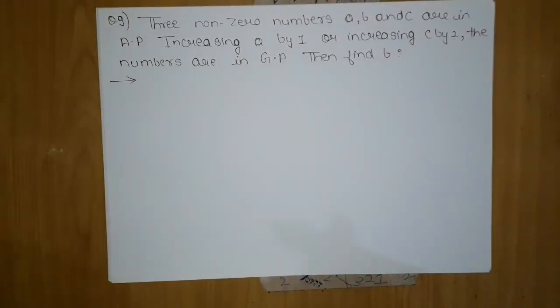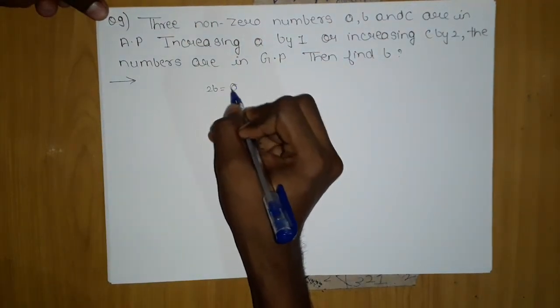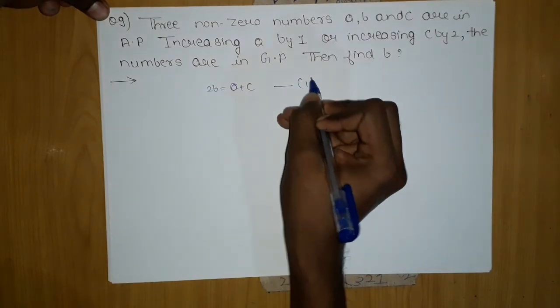Okay, so let's move on to our ninth question. The ninth question is as follows: three non-zero numbers a, b, c are in AP. Increasing a by 1 or increasing c by 2, the numbers are in GP. Since a, b, c are in AP, I know 2b is equal to a plus c. This is the basic condition from AP.